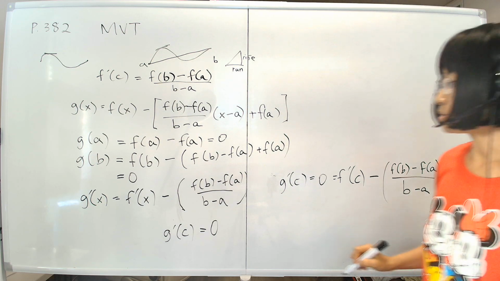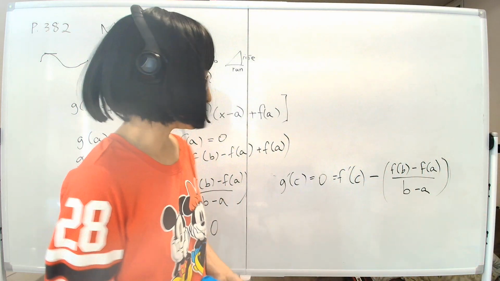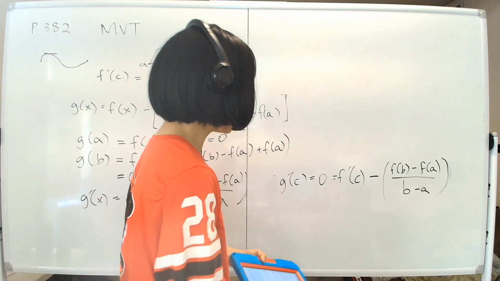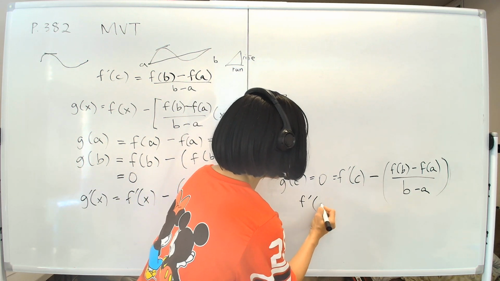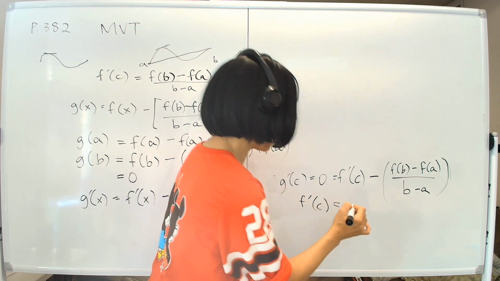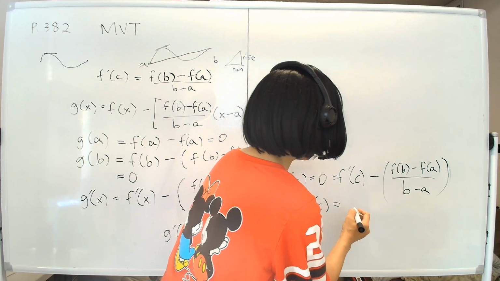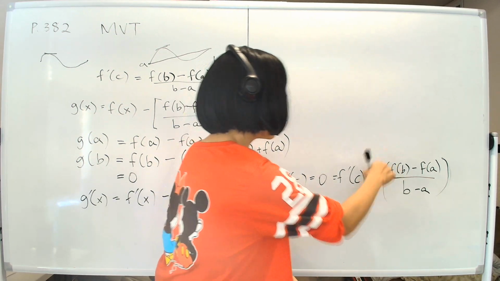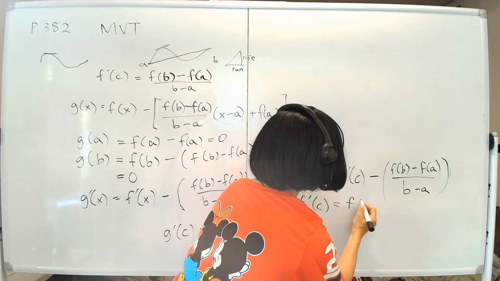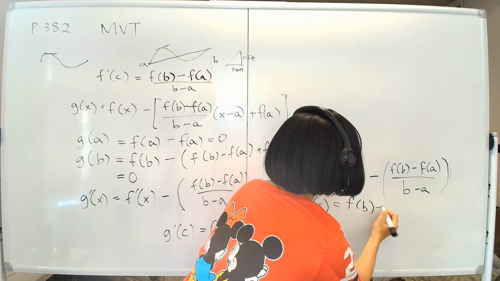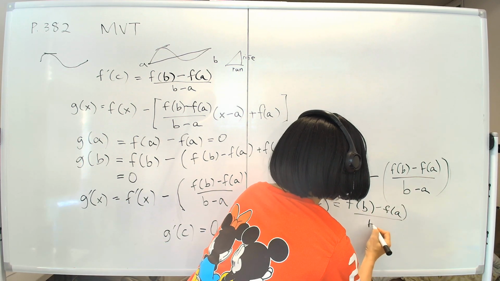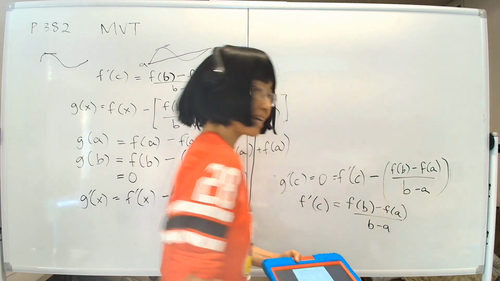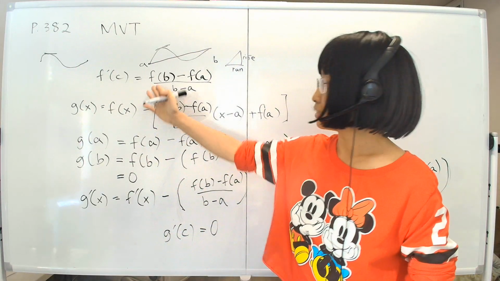And what does that mean? If you look at this equation, that means there exists a point c in the interval between a and b where f prime of c equals this stuff, f of b minus f of a divided by b minus a. And that is exactly what we are trying to prove in the mean value theorem.